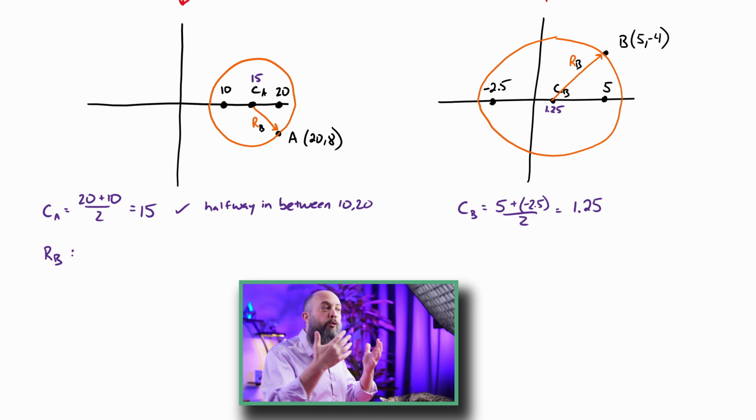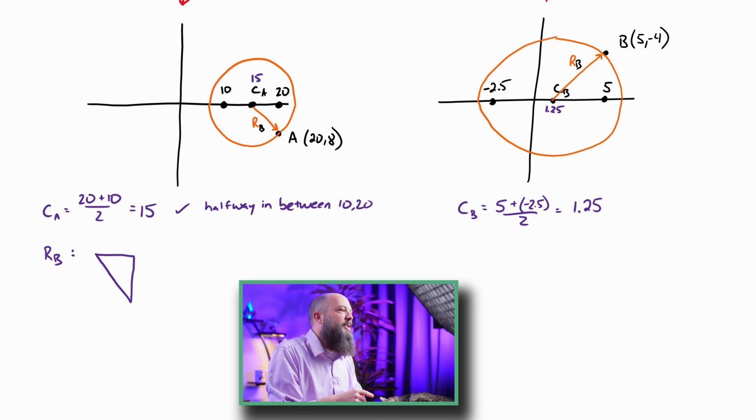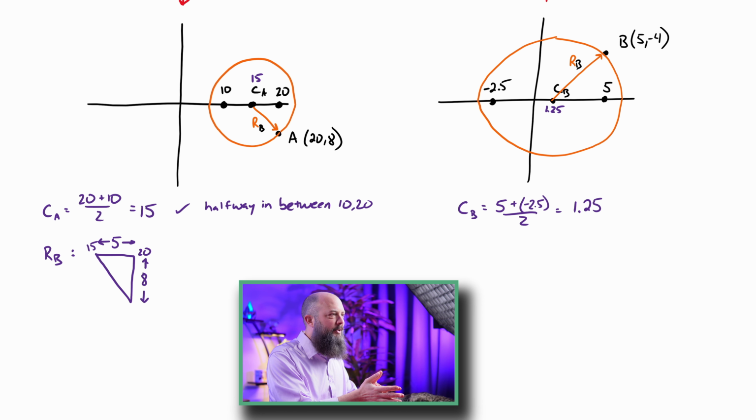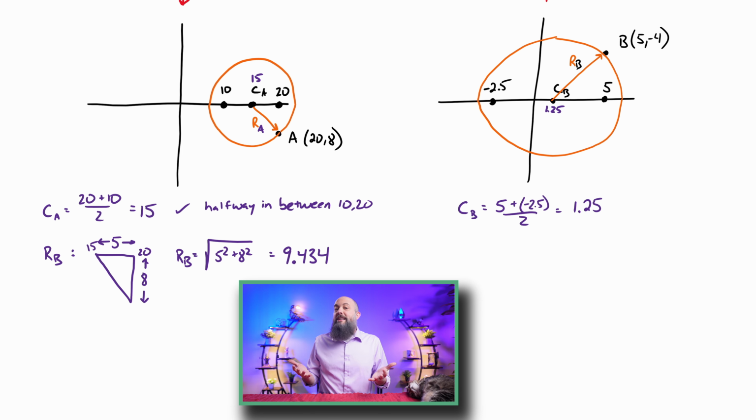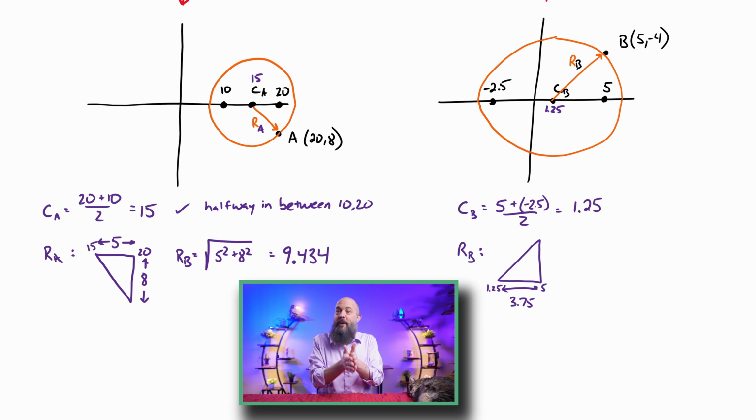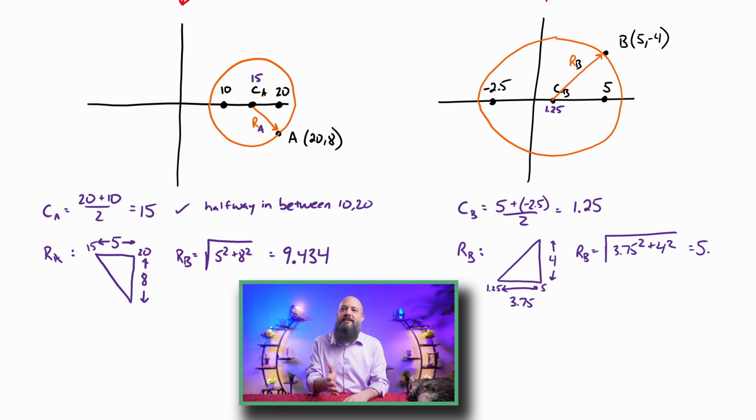Next, we can find the radius of Mohr's circle. This is going to be done via the Pythagorean theorem. We can just draw a triangle from the center to sigma X and then down to point A. So this is going to be 5 and 8, which gives us a radius of 9.4. And on the other problem, again, from the center out to 5, the base of this triangle is 3.75 and the height is 4, which gives us a radius of 5.48.